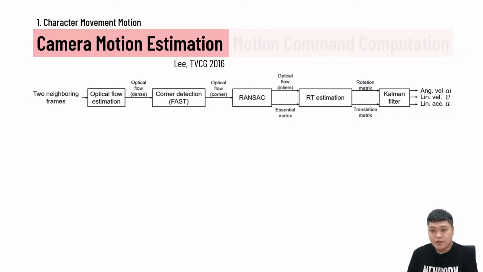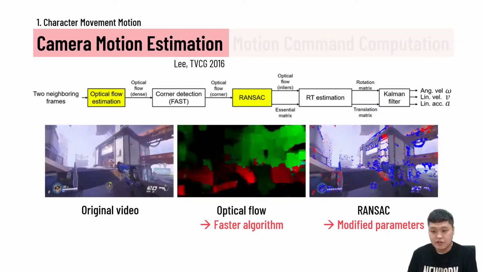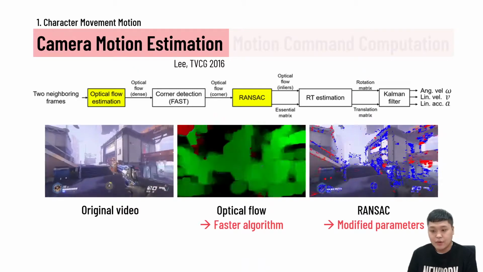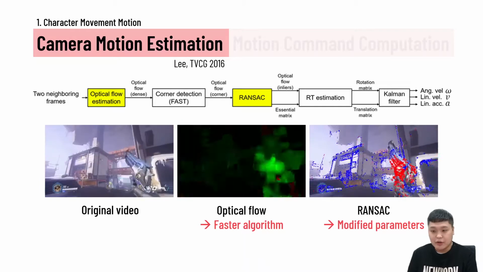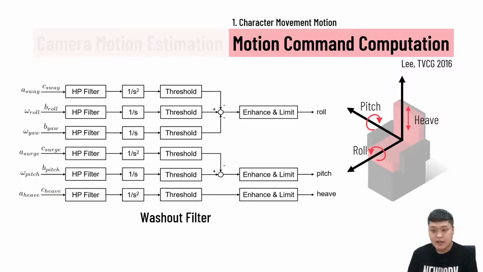For the character movement motion, we followed the same procedure as Lee et al.'s algorithm, but the main bottlenecks were optical flow estimation and RANSAC in camera movement estimation. So, we solved it using a faster optical flow algorithm and modifying RANSAC parameters. After that, we transformed camera movements to motion commands using washout filters. For more detail, please check the paper.